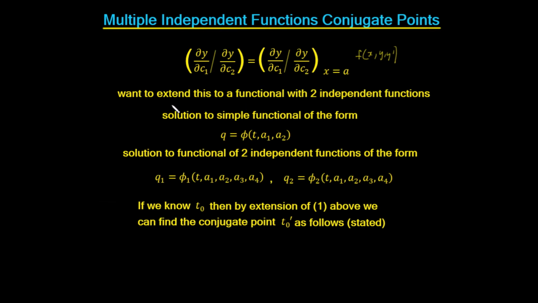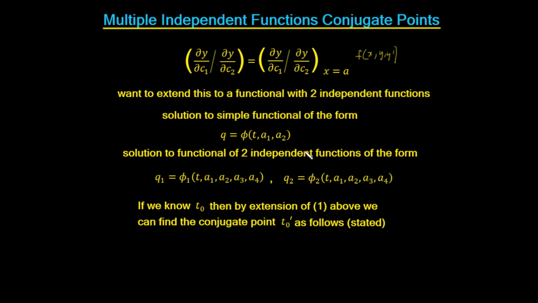Now we know that the solution to the simple functional that we have up here is of this general format here. So we'll have q equal to phi of the independent variable t, and we're going to have our two parameters a1 and a2. Again, we've seen that in the previous course, and we've also seen it in parts of this course as well.